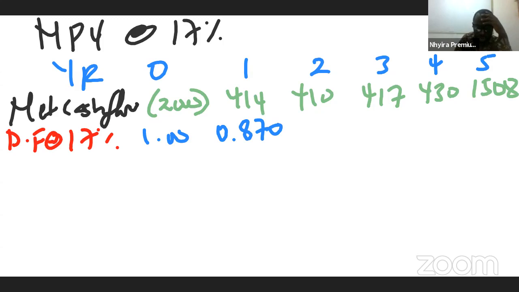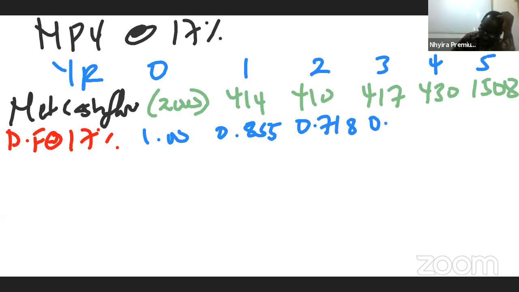Year two is, no, let me read this well. 17% year one, 0.855. Year two is 0.718. Year three is 0.840. Year four, what am I reading? Sorry, I'm messing you up here.